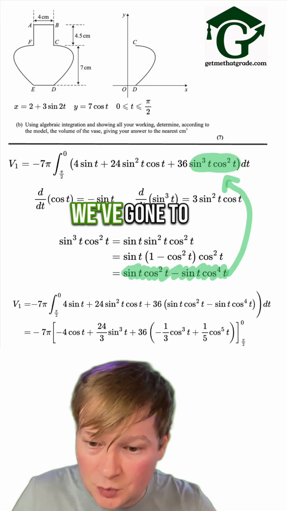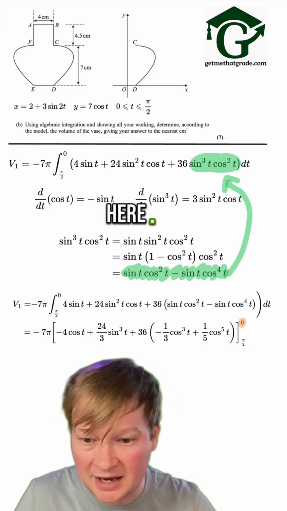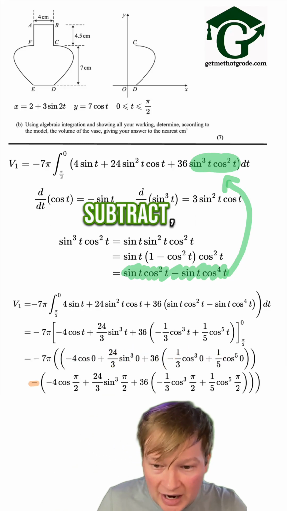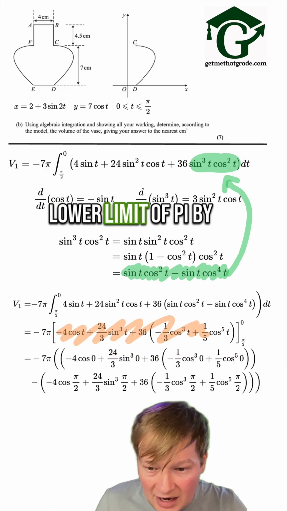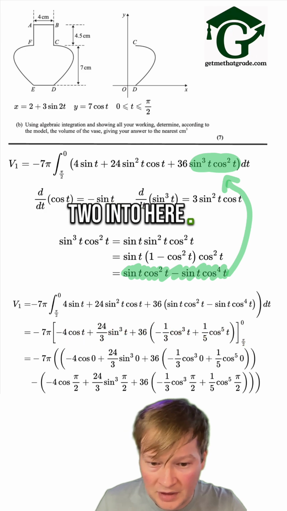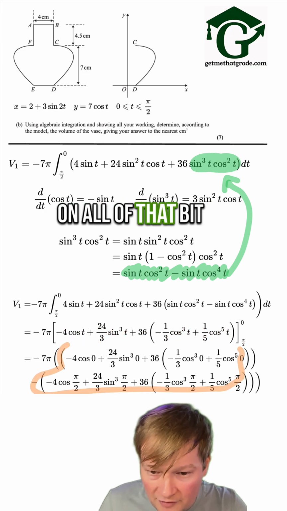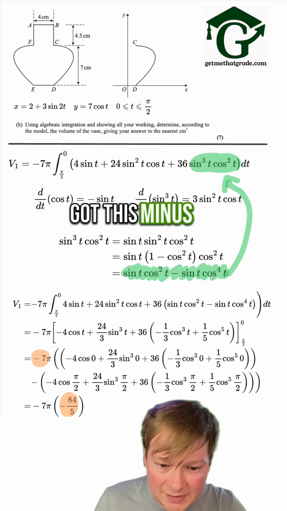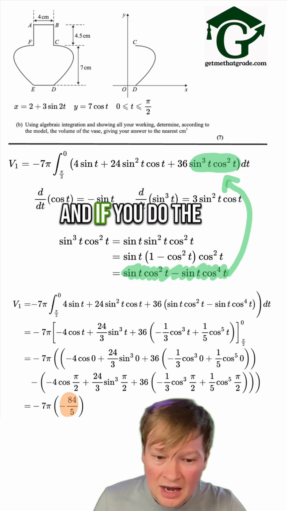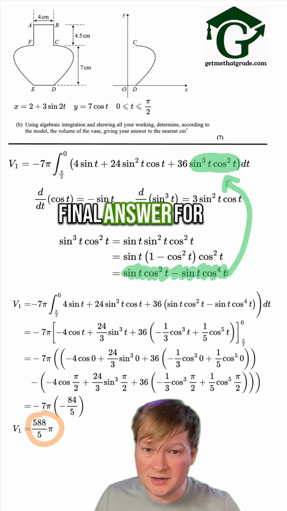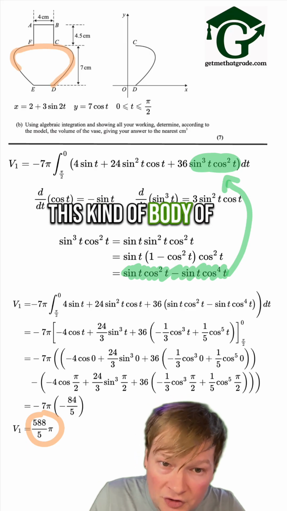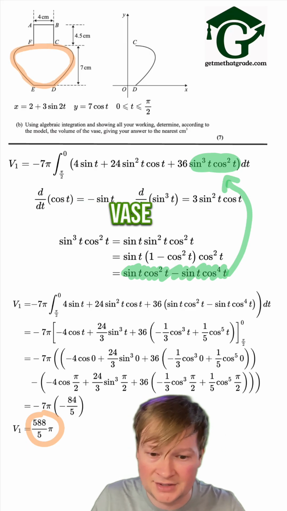So we've integrated, we've gone to square brackets with our limits here. We need to substitute in the upper limit first. Then we subtract, substituting in the lower limit of pi by 2 into here. And if you do the number crunching on all of that bit very carefully, you'll end up with this fraction. Not forgetting we've got this minus 7 pi on the outside. And if you do the number crunching again, you get this final answer for volume 1. Remember, that's just the volume of this kind of body of the vessel, of the vase.